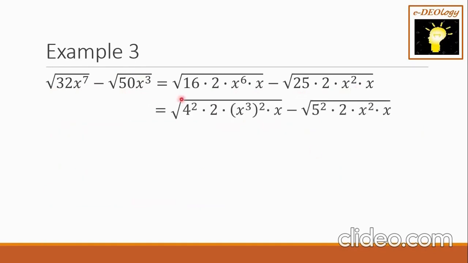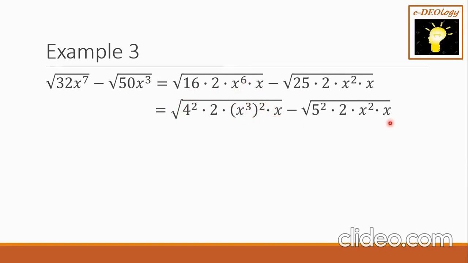And then we're going to show that this 16 is the same as 4 square. Then I copy the 2 here. For the x raised to 6, I'm going to represent this as a value with power 2 because our index here is 2, but the value inside must be x cubed. Checking here, if I multiply the 3 and the 2 powers, I will get back to that power 6. And then the x factor will just be copied down here.